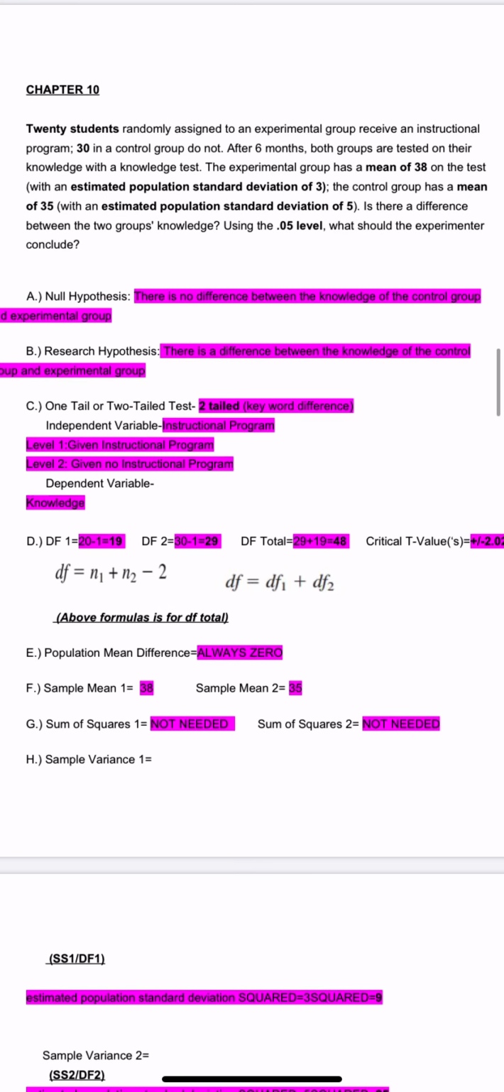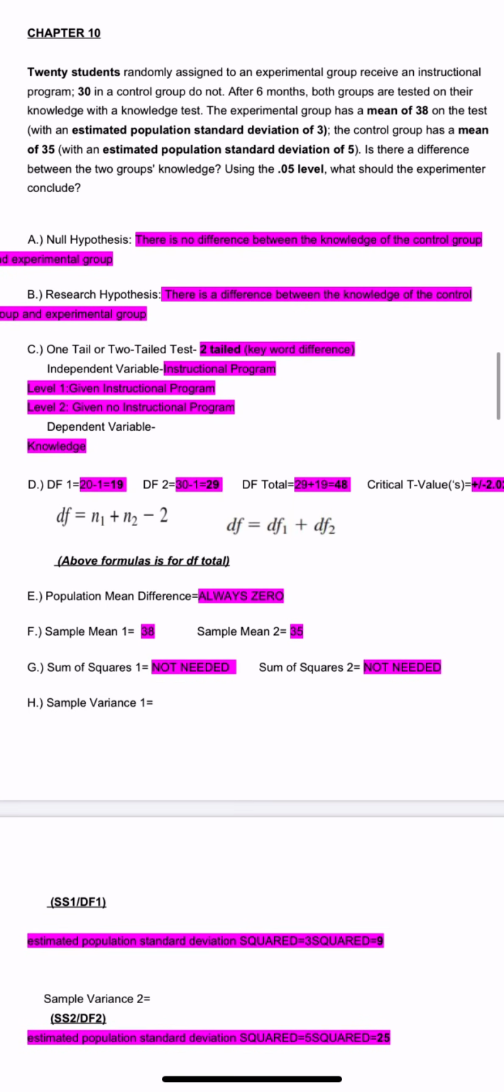As far as your test goes, you will be given a degrees of freedom that is directly on the table. Population mean difference, always 0. Sample means given. Sum of squares not needed, right? We don't need the sum of squares because why? We're given the estimated population standard deviation of each group.